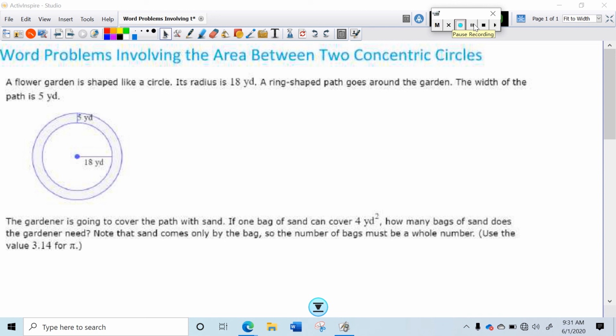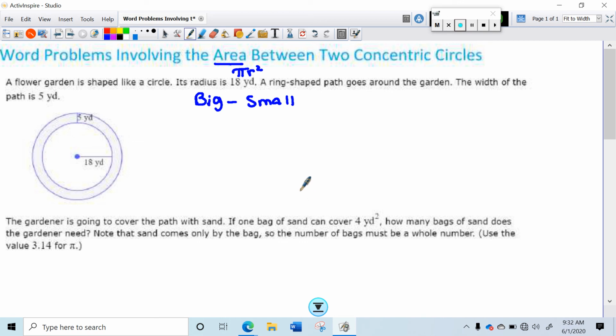A concentric circle is a circle within a circle. So we're going to find the area between the two circles. Well, area of a circle is pi r squared. Between means the area between. Anytime you have between two numbers, you're actually subtracting. So we're going to be doing the big circle minus the little circle on these. So big minus small as far as the circles are concerned.